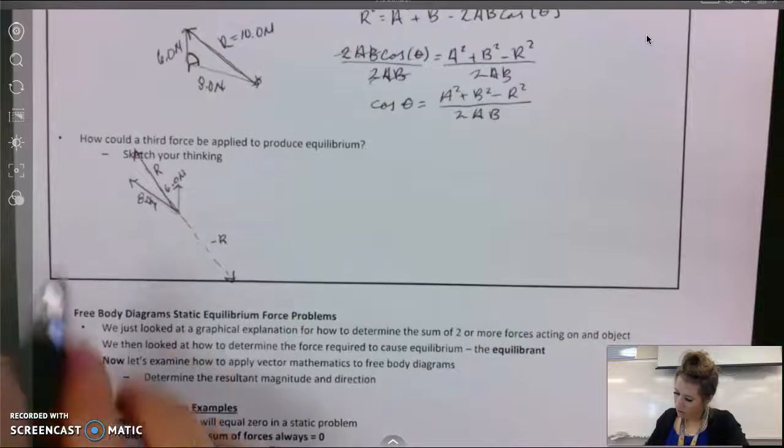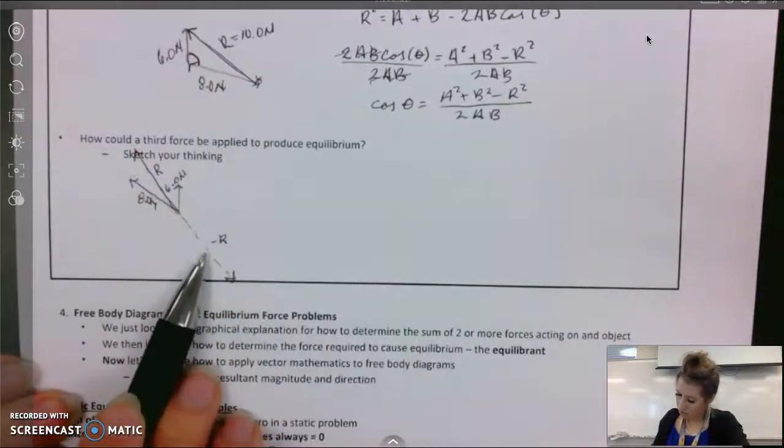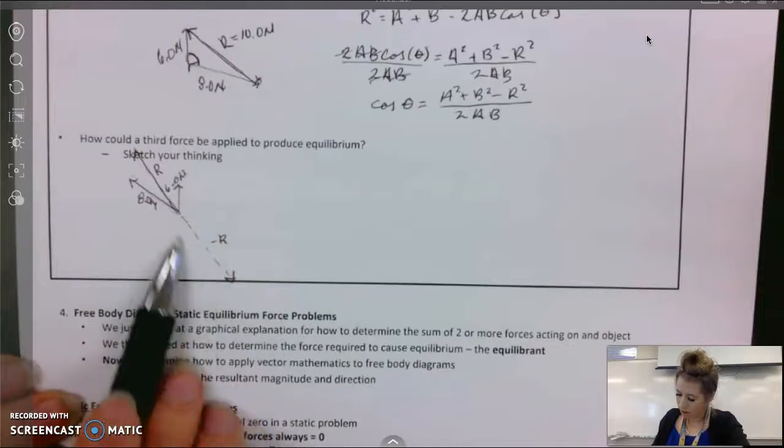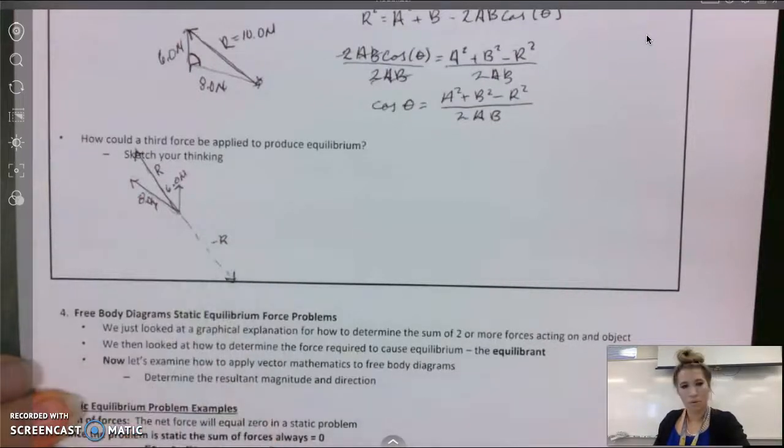Okay. So how could a third force be applied to produce equilibrium? Well, we would need that equilibrium. Add that equilibrium force, and then the sum of the forces will be 0.